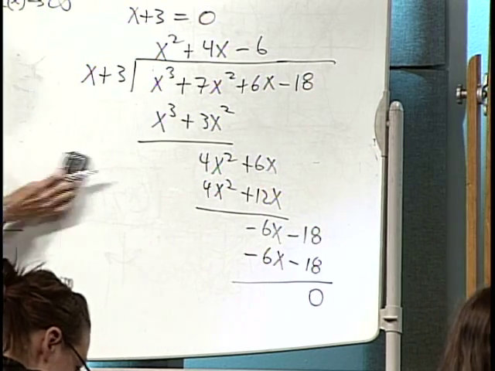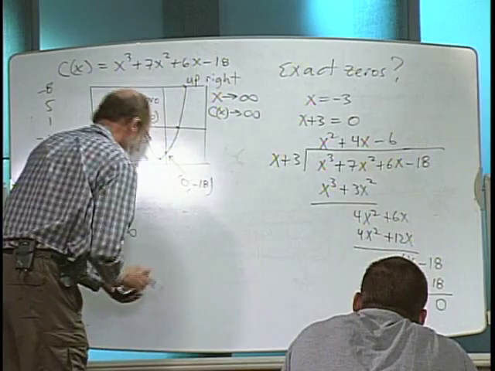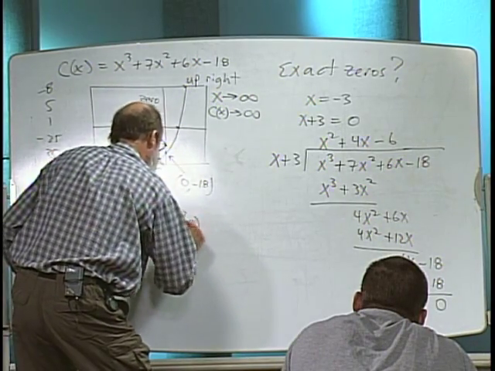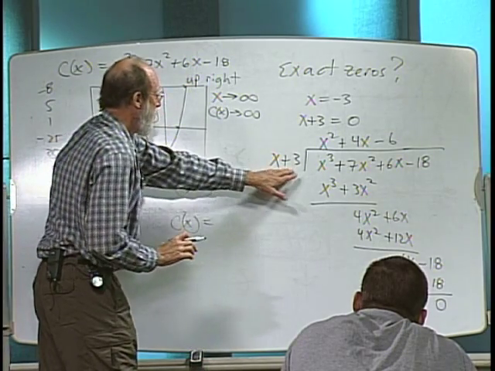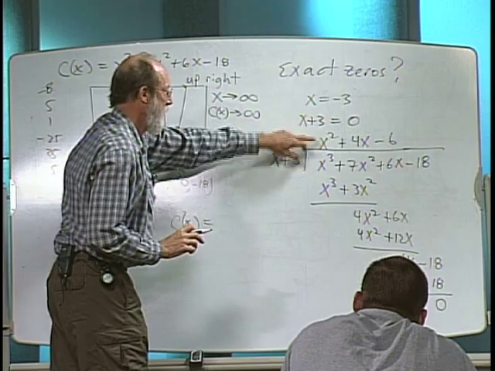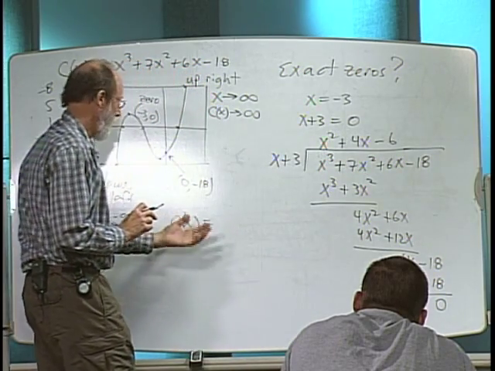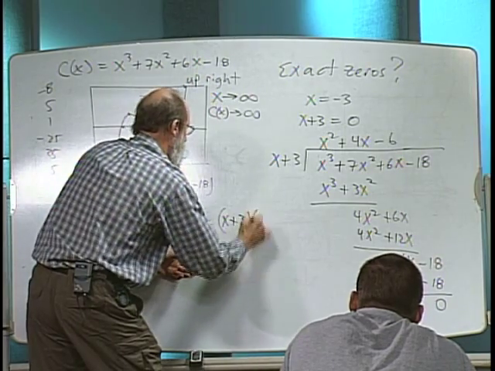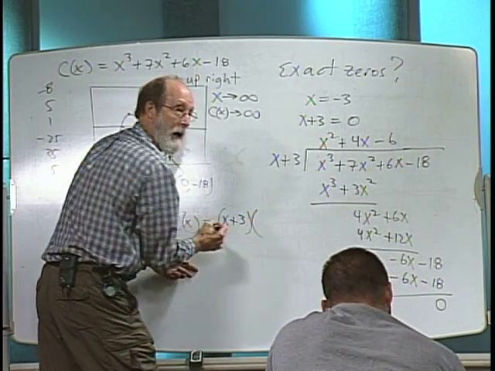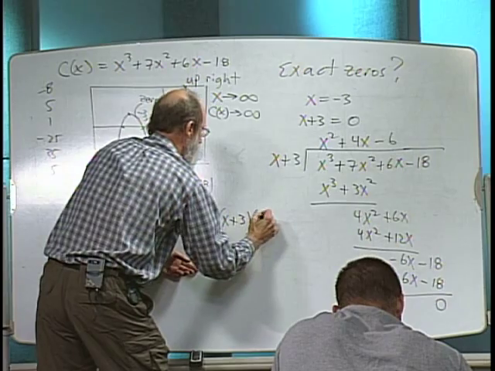Now, what is very exciting here, I don't know if you're as excited as I am, but let me erase the arithmetic. By getting a remainder of 0, this tells us that this divisor times this quotient is equal to that polynomial. So our c of x is x plus 3 times this quadratic quotient.